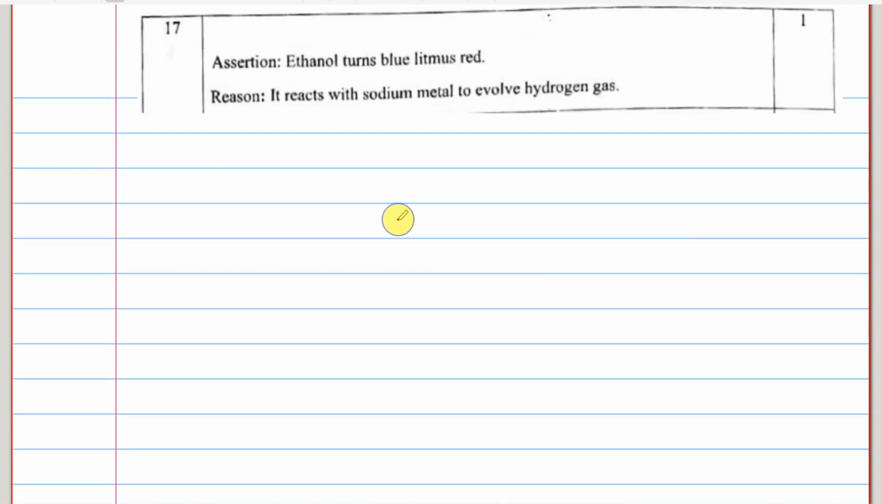Next, 17th question, assertion and reason. Assertion: ethanol turns blue litmus red. We know the difference between ethanol and ethanoic acid. Ethanol has OH, and ethanoic acid, the name itself indicates it is an acid. So ethanoic acid will turn blue litmus to red. But what about ethanol? Ethanol contains OH, so it must be basic in nature, so it will convert red litmus to blue.